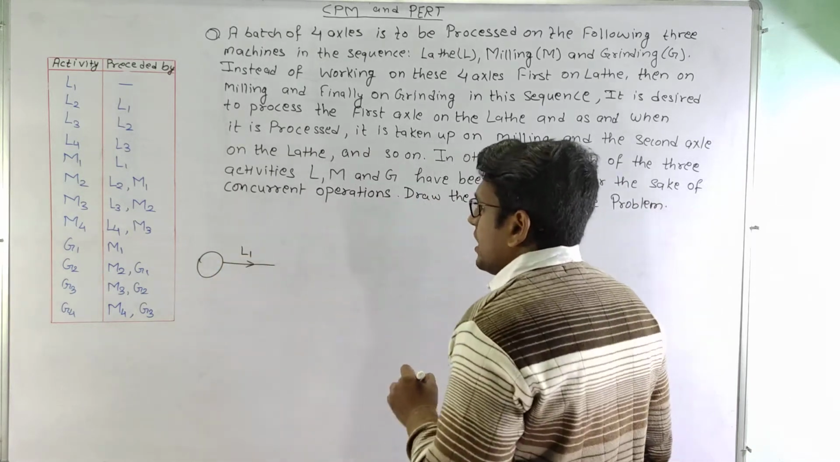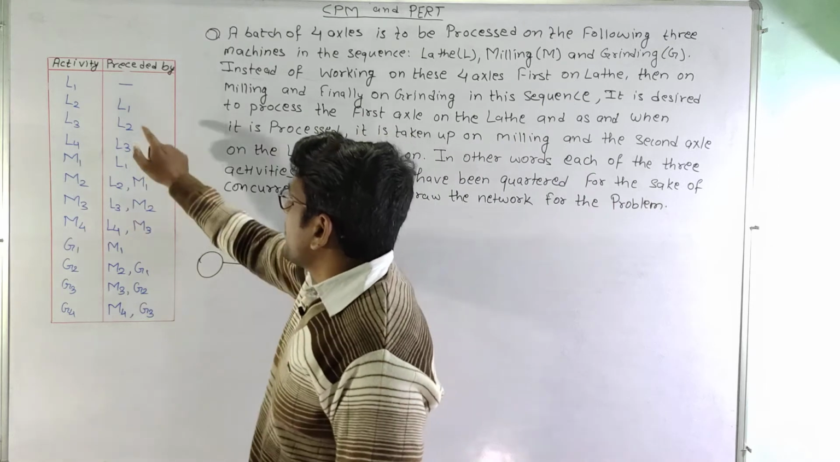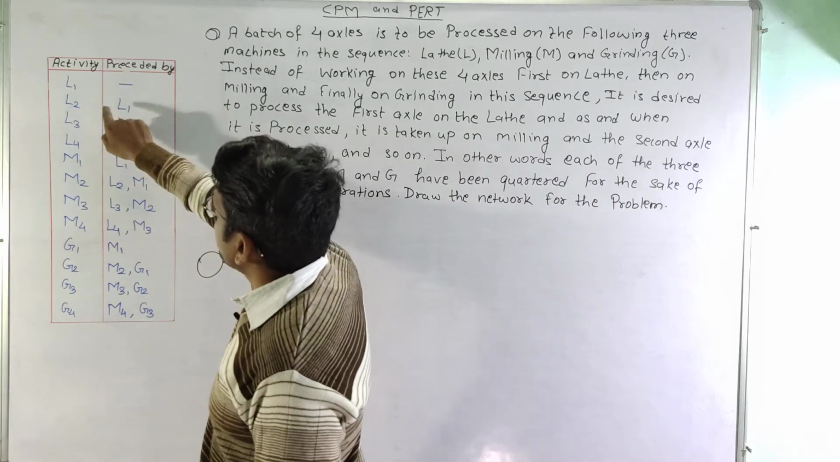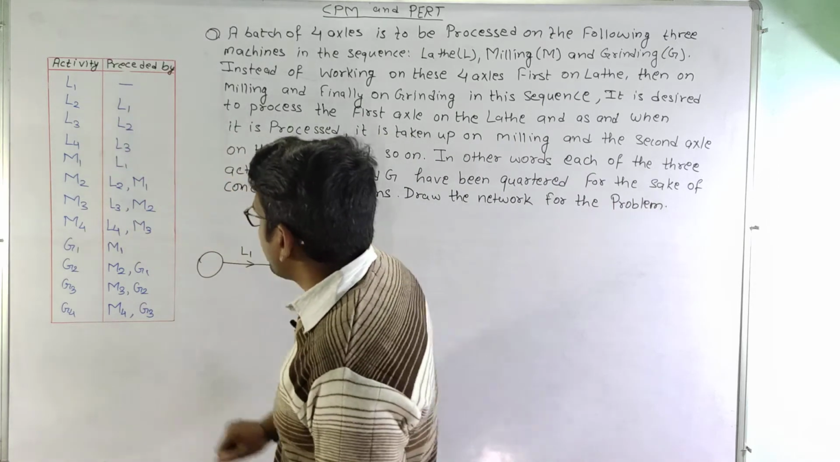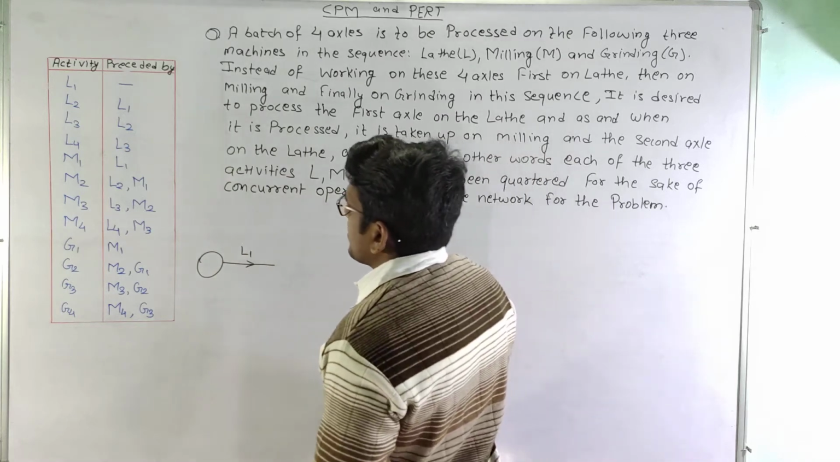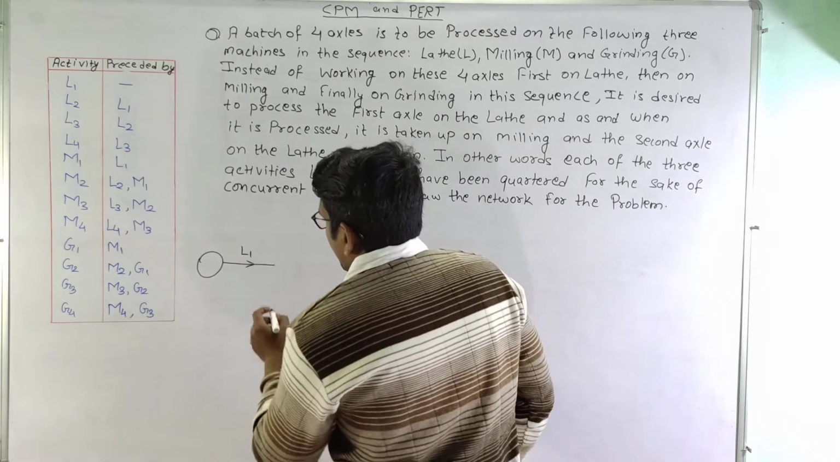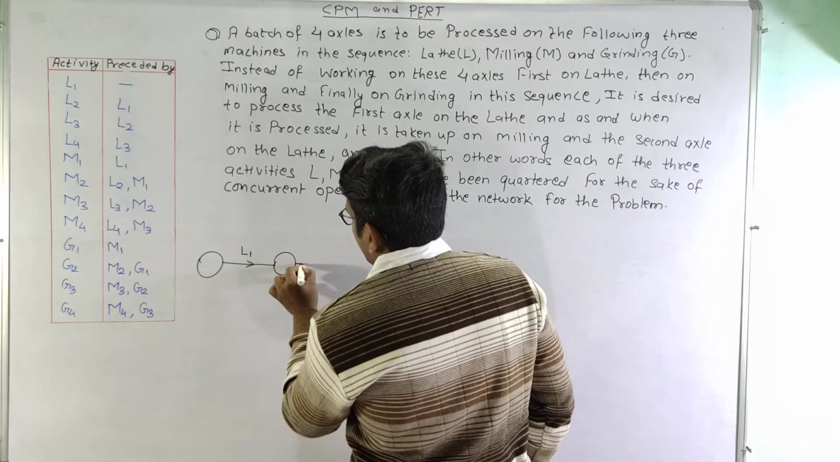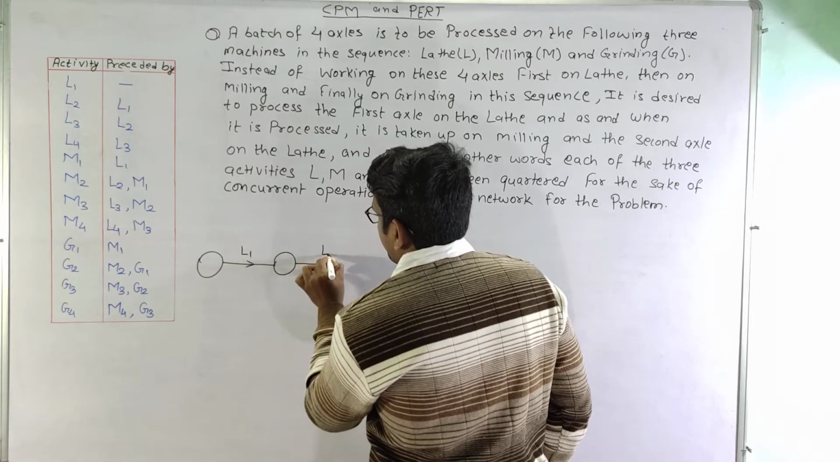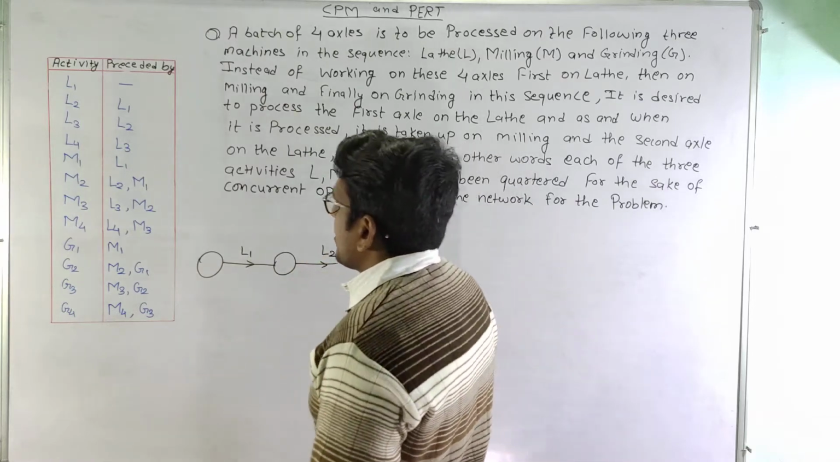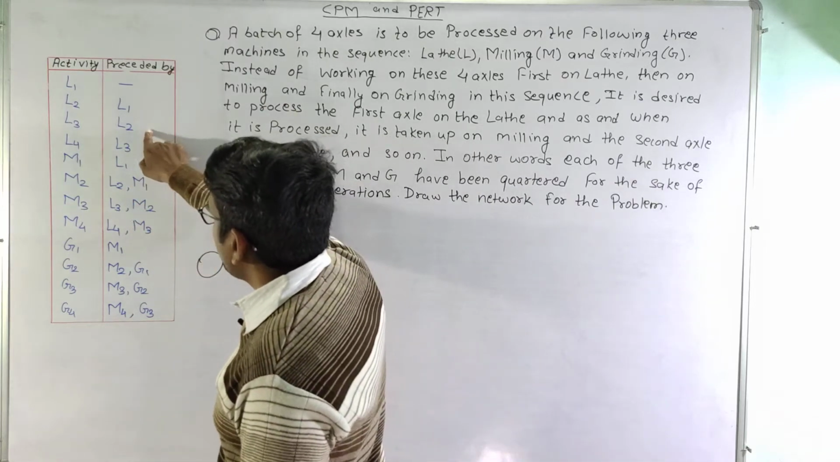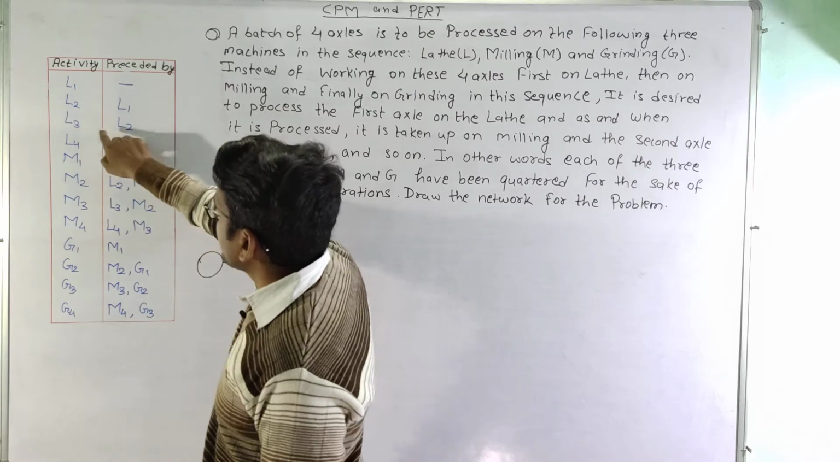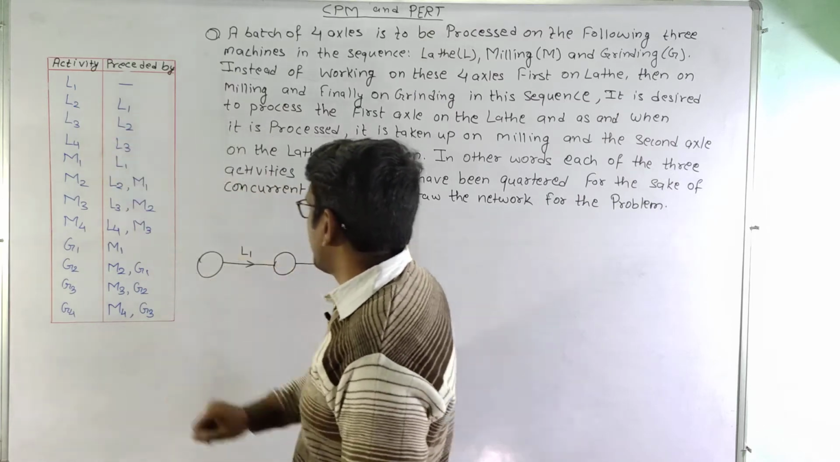L1. Now moving on to activity L2. L2 is preceded by L1. That means as soon as L1 is completed, activity L2 can be started. Now similarly L3 can be started when L2 is completed.